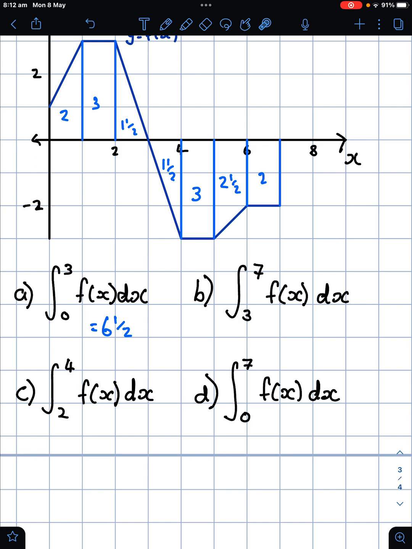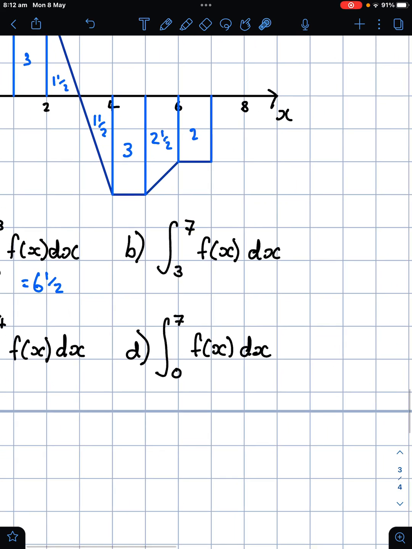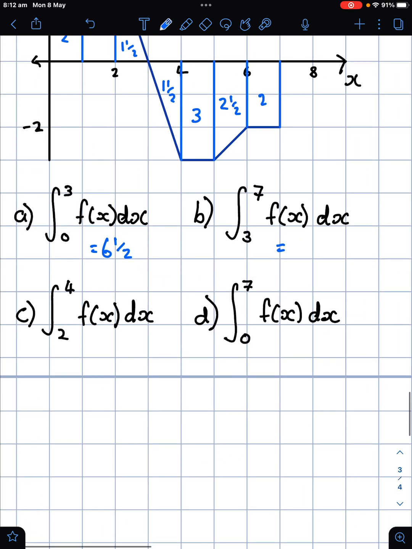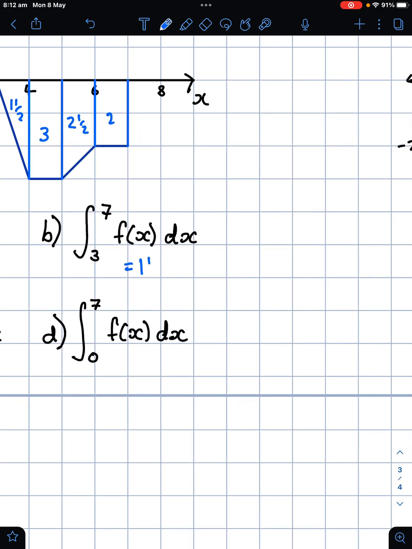But you can see I've just added 2, 3, 1.5. This next one here, 3 to 7, is this point 3 all the way to 7 here. And so we would see that is equal to, maybe I should write these out a little bit more. I'll do this one. So we've got 1.5 plus 3 plus 2.5 plus 2, but these are all negatives.